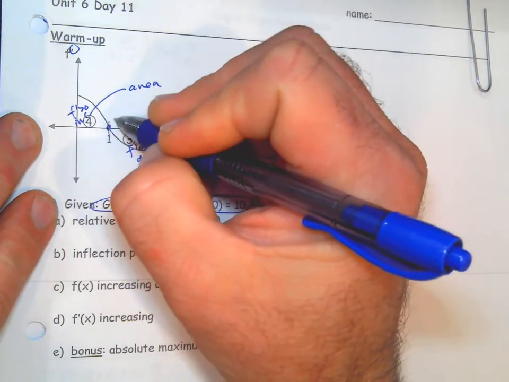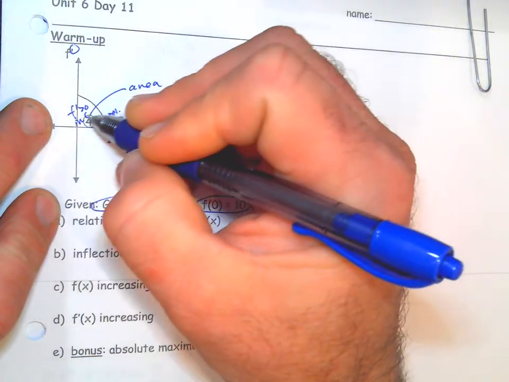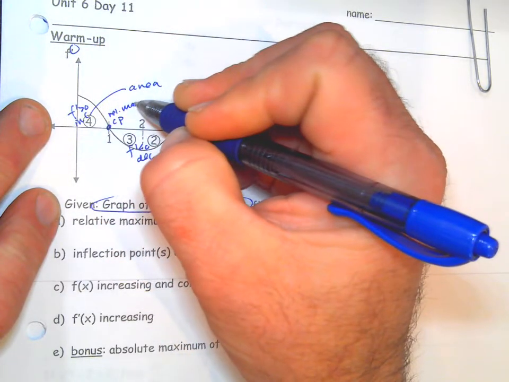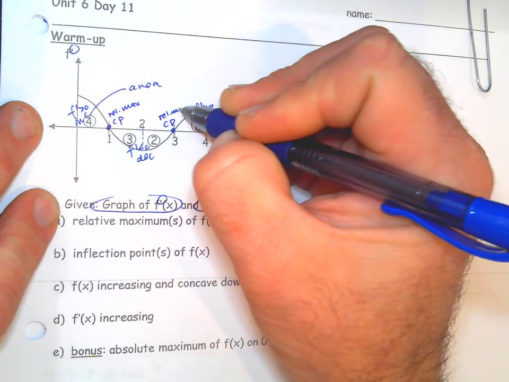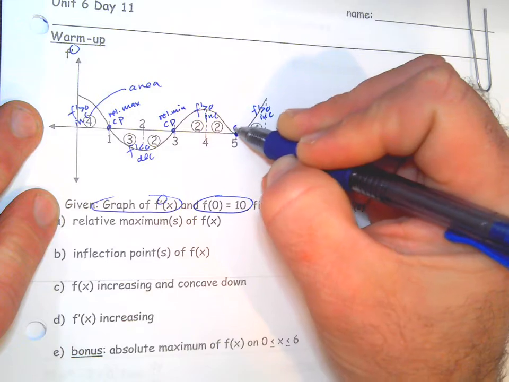This is a critical point. It's going up and down, that's a relative max, a peak. Here's a critical point. It's going down then up, that's a relative min, a valley. Here's a critical point. It is a plateau.